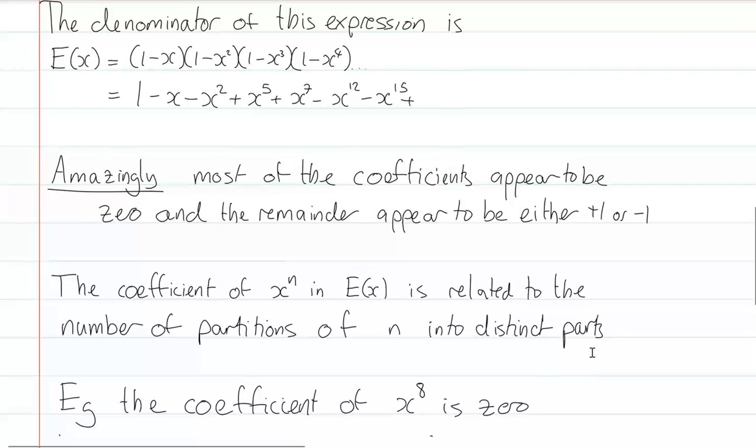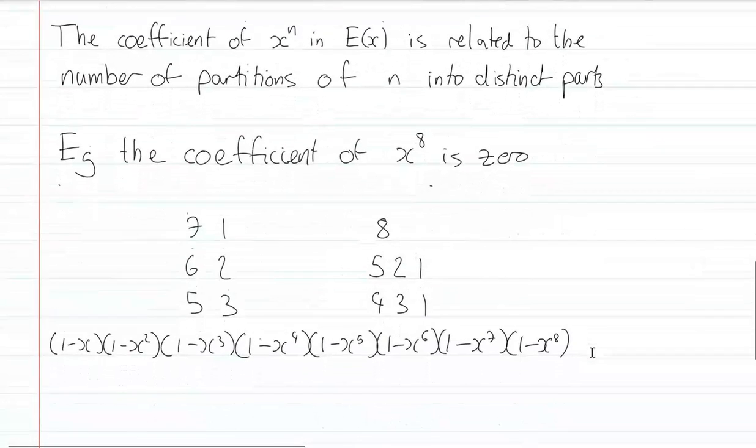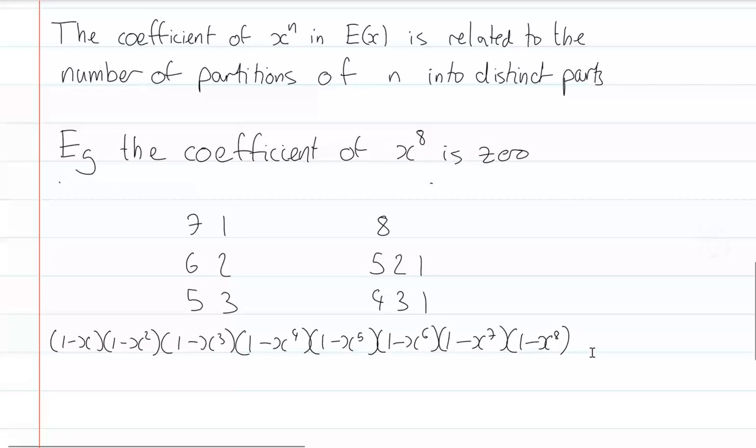Okay, so we have to study the coefficient of x to the n in this product. To find that coefficient, we need to look at the number of ways of partitioning n into distinct parts. So we'll take n equals 8, as an example. Right. So I've written out there all the partitions of 8 into distinct parts, and I've separated them out into even numbers of parts on the left and odd numbers of parts on the right.